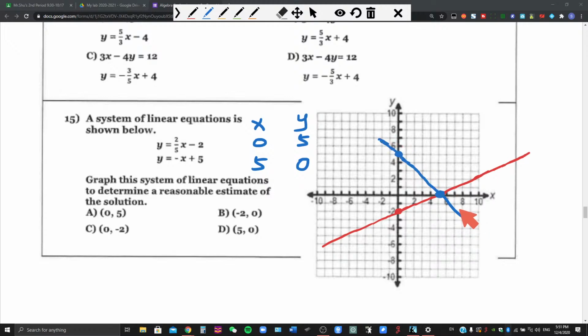So these two lines intersect at the same point. And you know that's the same point, 5 and 0. So they intersect at 5 and 0. And that will be D. All right? So you can graph like this, or you can graph on the TI calculator, or you can even just solve them. The common solution means that both y will be equal.